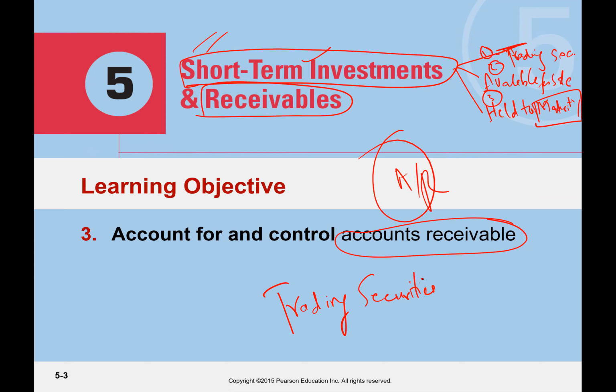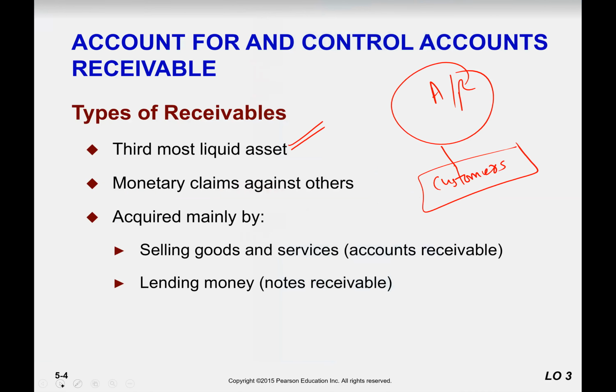Okay, so the third most liquid asset is account receivable. So it is our monetary claim against others, that the other person or the customers need to pay us, not we have to pay others. If we have to pay others, that is called liability. So the account receivable account is set up or acquired mainly by selling goods and services on credit, not on cash, because on cash then account receivables are not created.